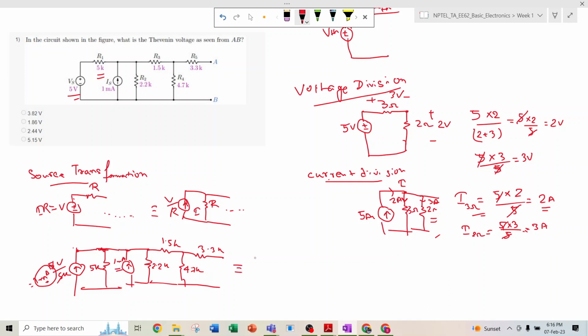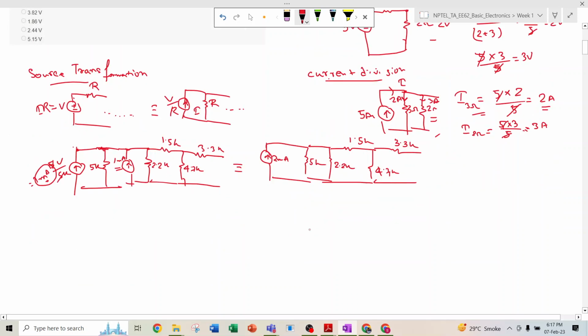So equivalently we can write this circuit as 2 milliampere and then the resistance 5k. So this 1 and 1 makes 2, then 5k, then 2.2k here, and then 1.5k, here it has 4.7k and 3.3k.